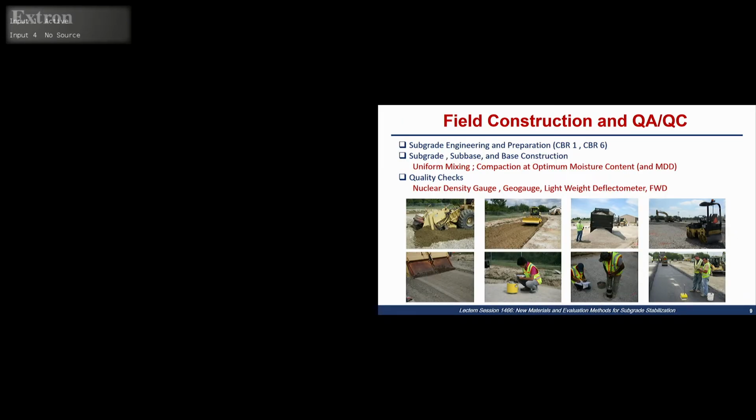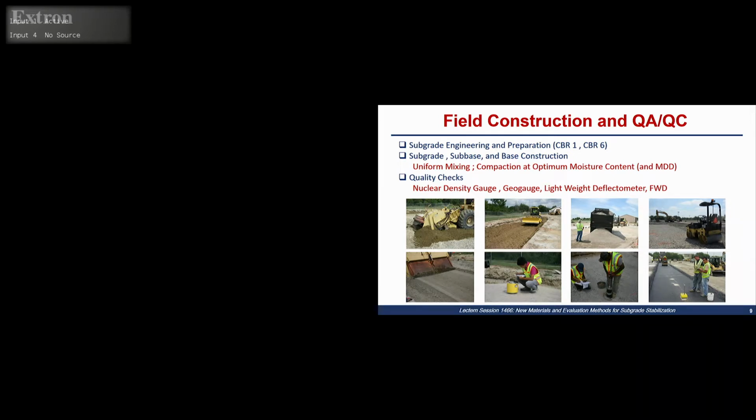Now moving to the field construction and all the quality assurance, quality control tasks that were done in the field. Of course, the first task was to engineer the subgrade, so we wanted to build those pavements on top of a somewhat uniform or consistent subgrade between the different sections so that we're ultimately comparing the performance of the bases and the subbases more than anything else. So we engineered the subgrade to a CBR6 subgrade, and we did that with DCP and some back calculation of the CBR from the DCPs.